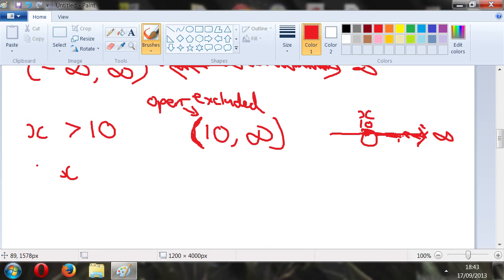Here's a better one. So x is going to be greater than or equal to 3 and less than 7. All right, so what's the range going to be? Well, it's got to start at 3, doesn't it? Because 3 is included, we can put a closed interval. But it's got to be less than 7, so it's going to have to be an open interval there. So that's going to be the answer, isn't it?